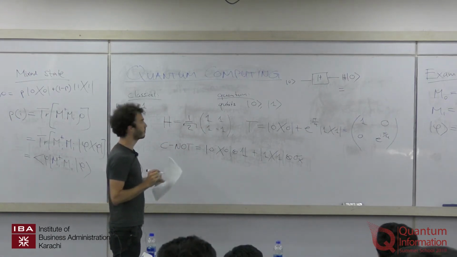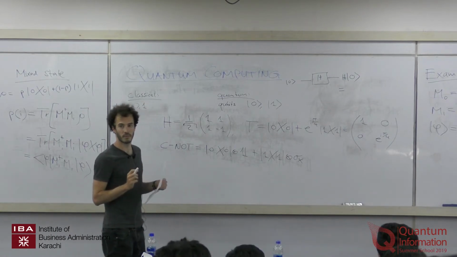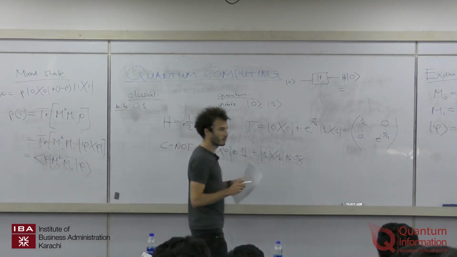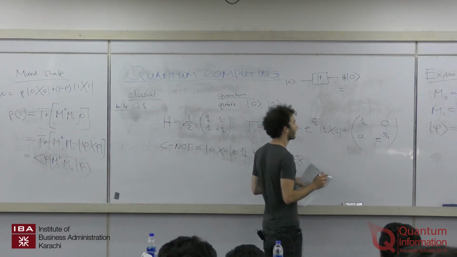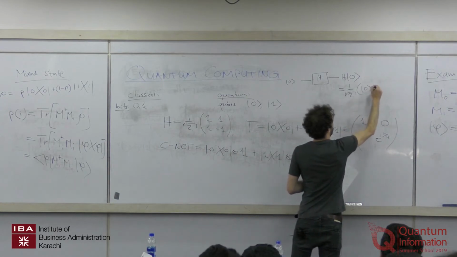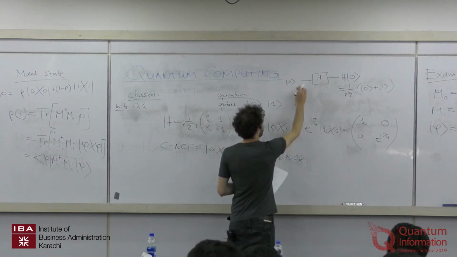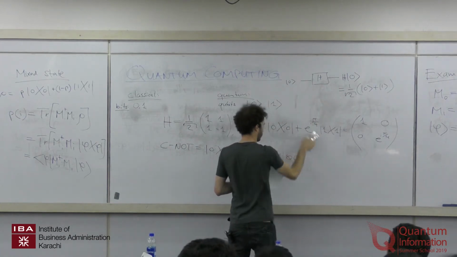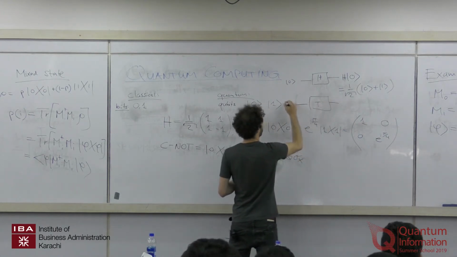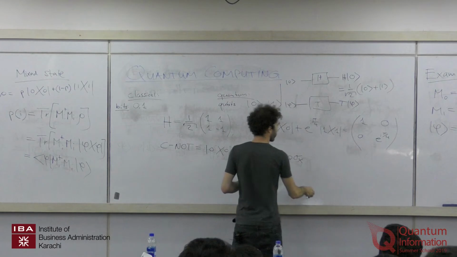What do we get? Yes. 0 plus 1. Yes, 1 over square root 2, 0 ket plus 1. Okay. And the T gate, we also draw it in the same way. So again, we have input, some state. Output is T applied to that state.